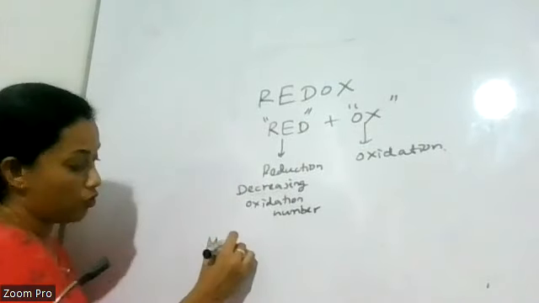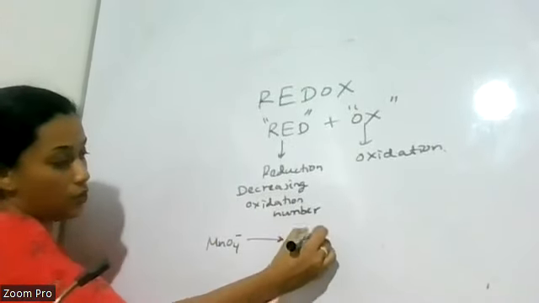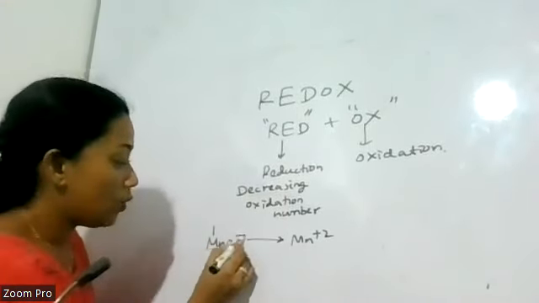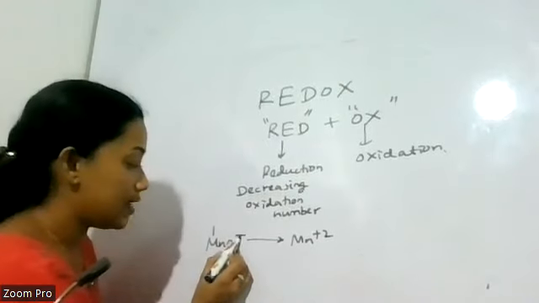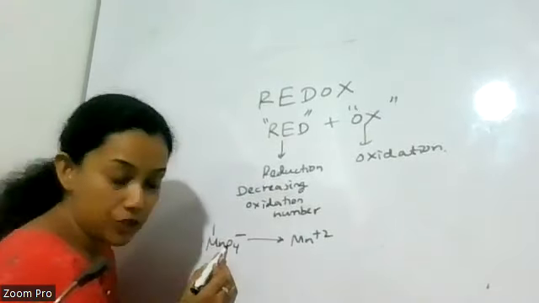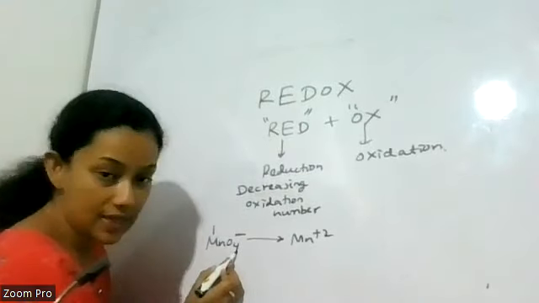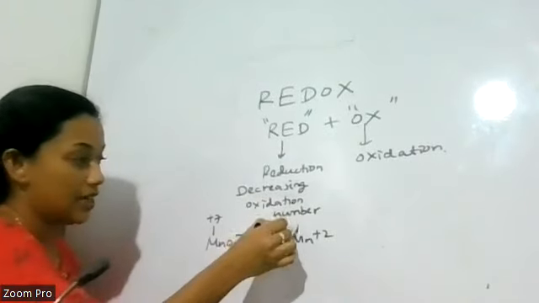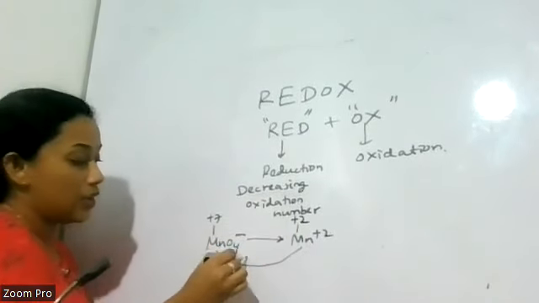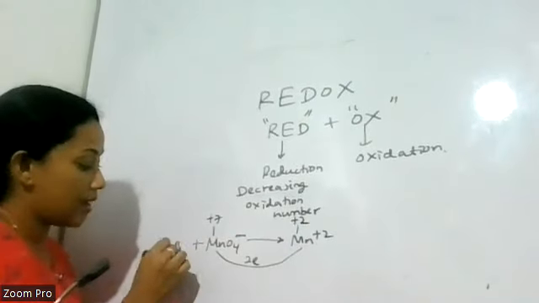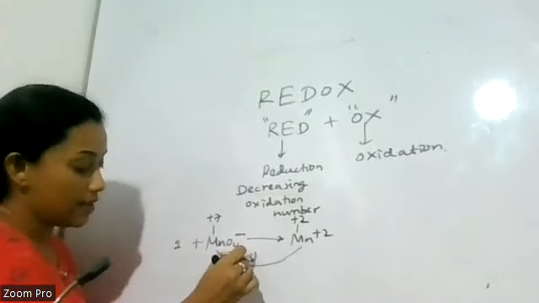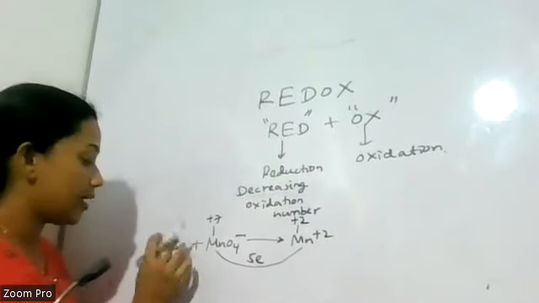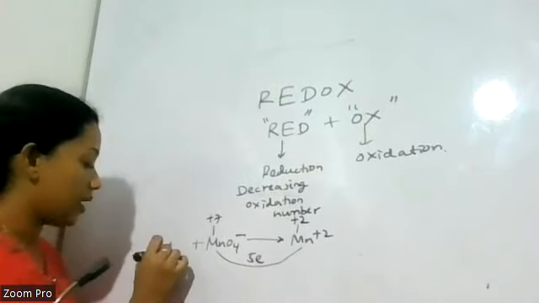Example, MnO4 minus becomes Mn2 plus. What about the oxidation number of manganese? The total value should be -1. Oxygen normally takes -2, so -2 times 4 means -8. The total becomes -1, therefore manganese should take +7, and here +2. Here you can see 5 electrons have been taken by manganese, and it becomes Mn2 plus.